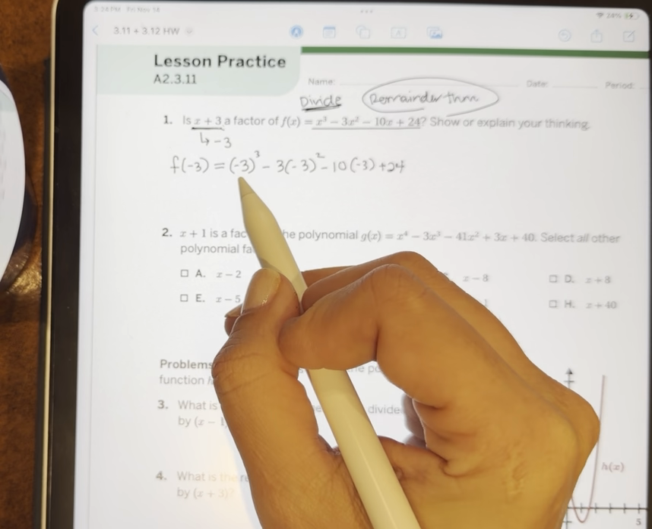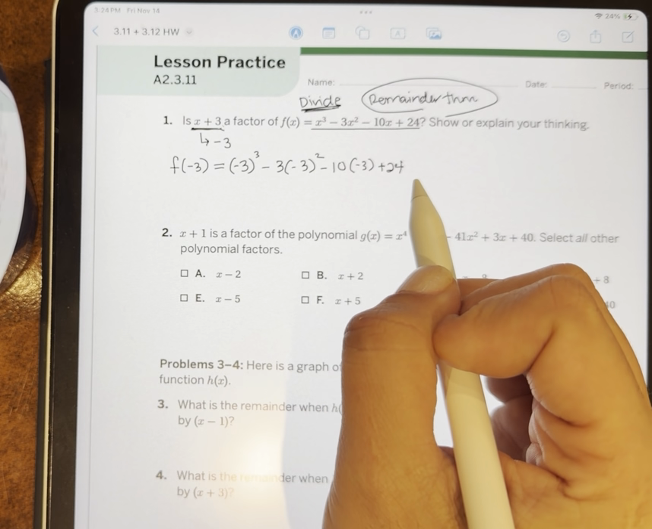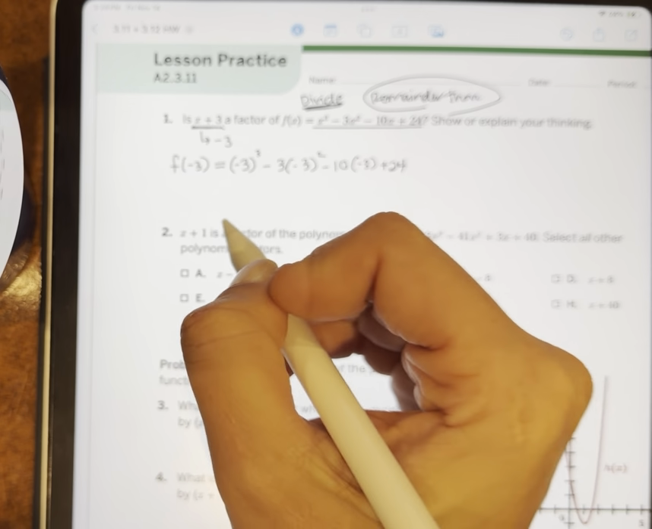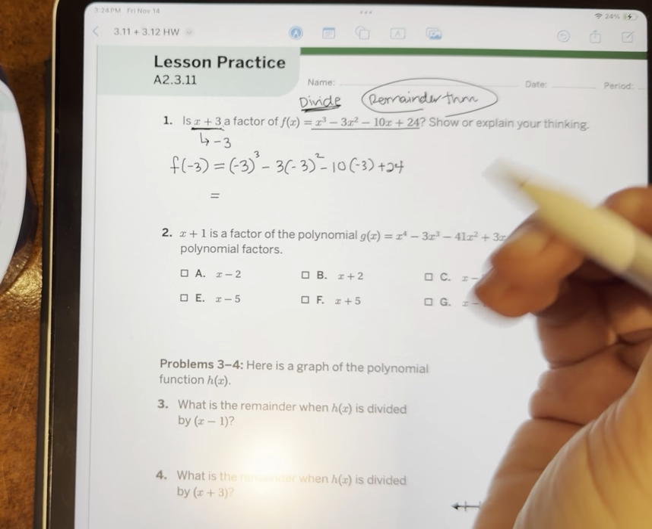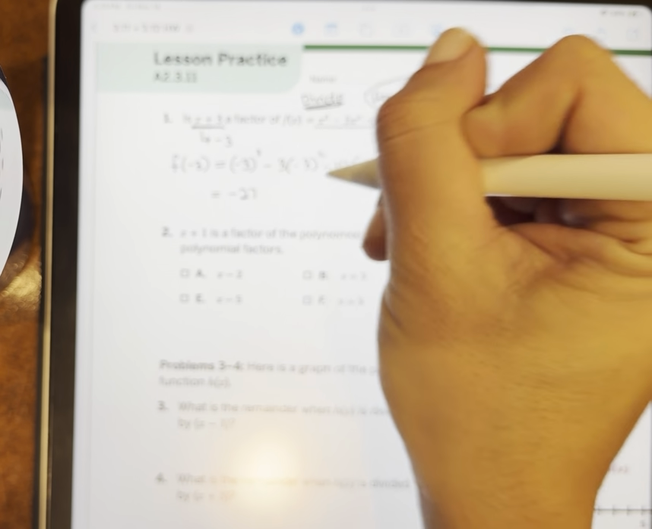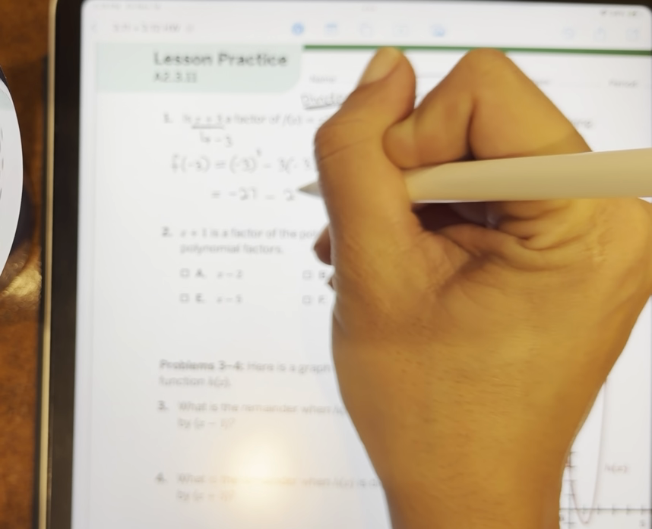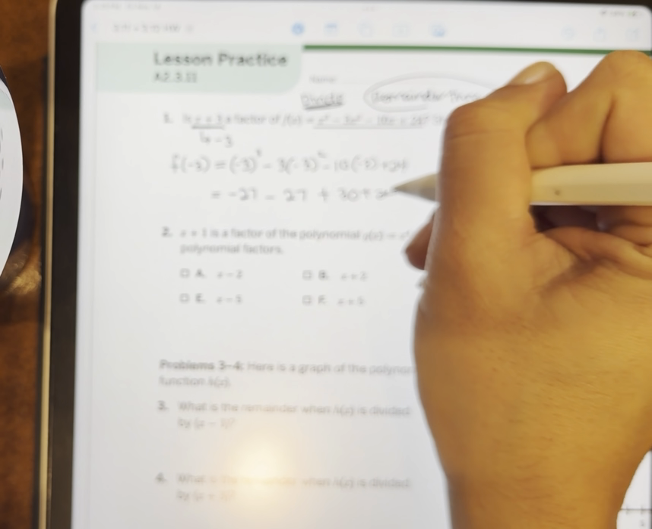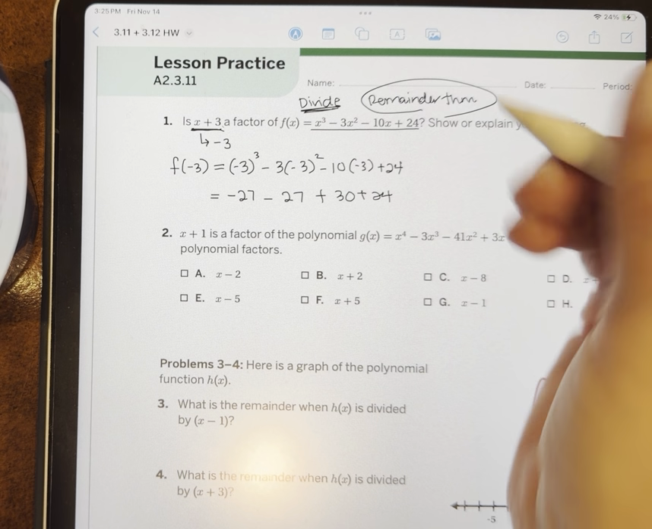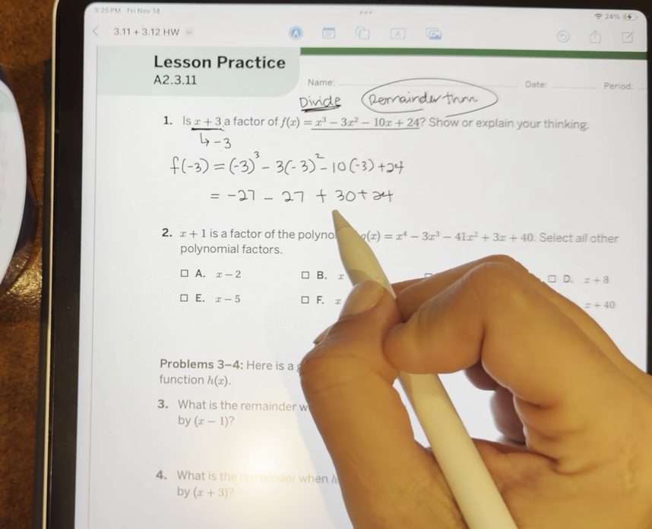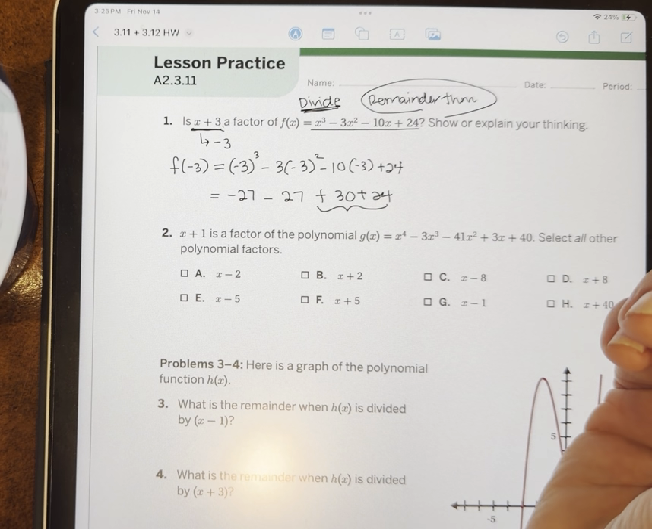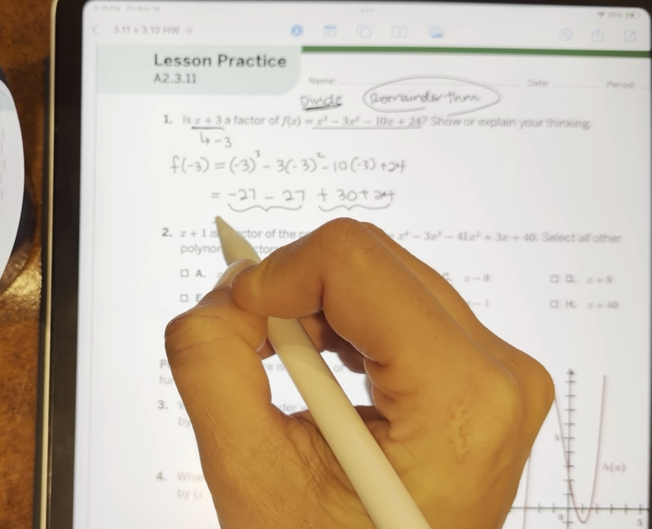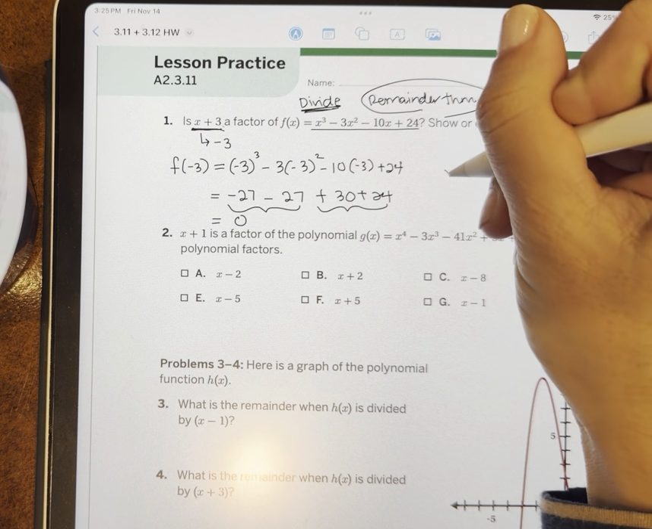Now you can either type all of this into your calculator and press enter. Just don't forget, every set of parentheses I put matters. You need them all. Or since I don't have one, I'll do it by hand. This is negative 27 minus 27 plus 30 plus 24. And then this is negative 54. And this is positive 54. And this is negative 54, which means that it does equal 0. So yes.